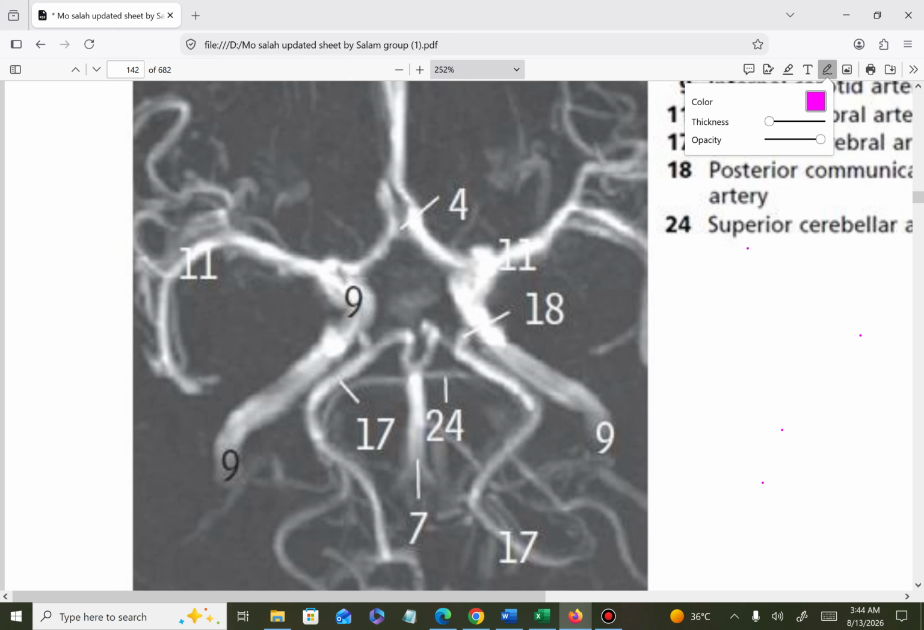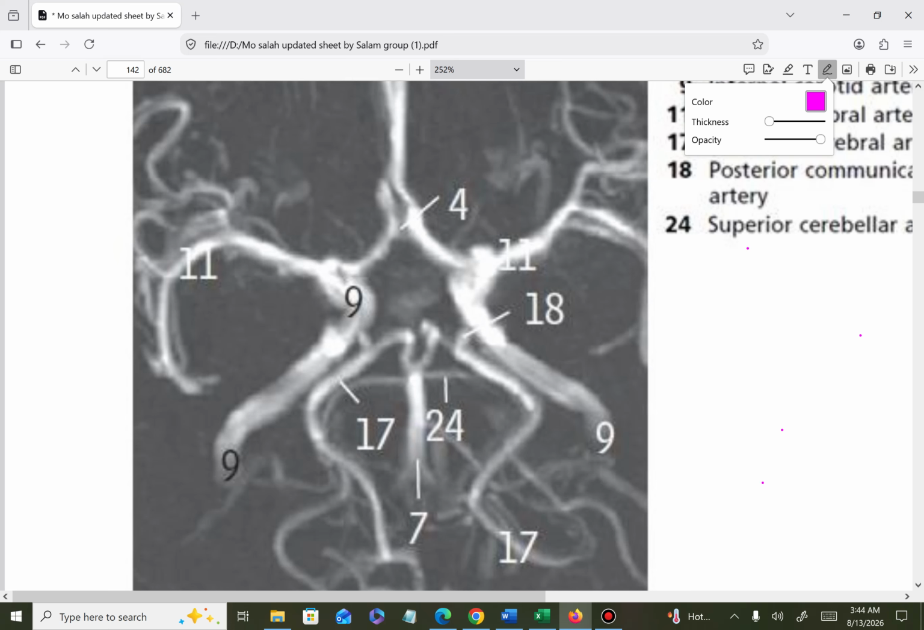Hello, let's discuss the circle of Willis from this MR angiogram. The circle of Willis has two circulations which anastomose to form the circle of Willis. One system is the posterior vertebro-basilar system, which is posterior, and the other is the internal carotid system.